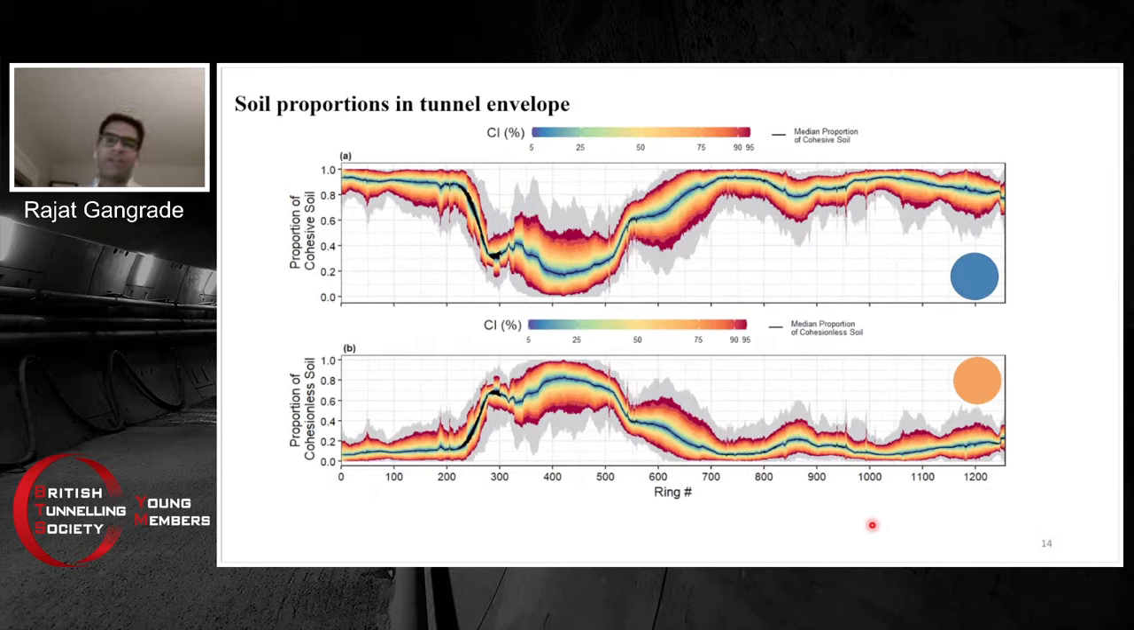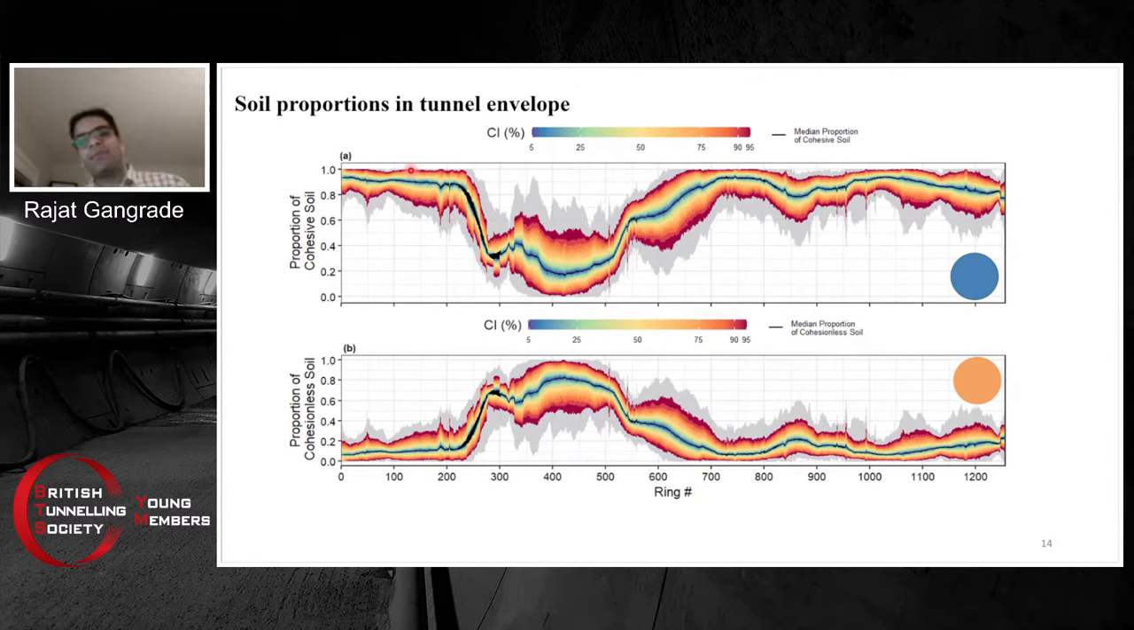Once we have those individual realizations, soil proportions within the tunnel envelope are quantified. So we are looking at 460 geostatistical realizations of the site investigation data that we started with, and we are looking at a colored map of the proportion of cohesive soil within the tunnel envelope, and the proportion of cohesionless soil within the tunnel envelope. So the extreme red color bands indicate that there is a 95% confidence that that is the proportion of soil type. So for example, at ring 100, there's a 95% confidence that the proportion of cohesive soil within the envelope is between 0.8 and 1.